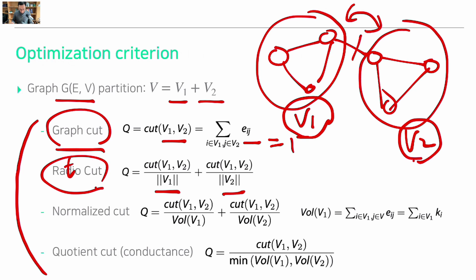And we normalize the cut in different ways, right? So we have another normalized cut using the volume. The volume is just considering the vertices and the edges within V1.